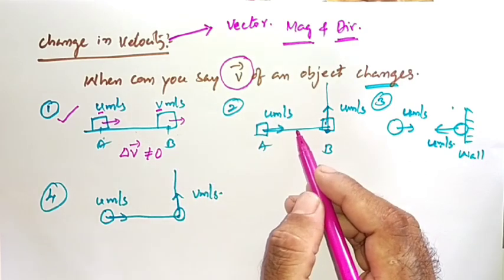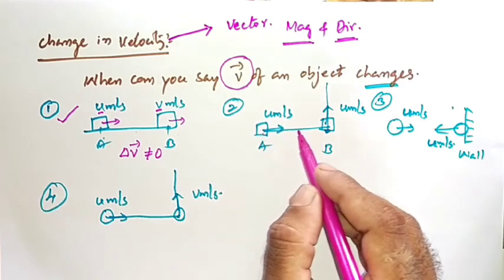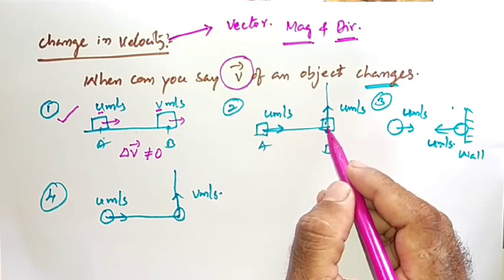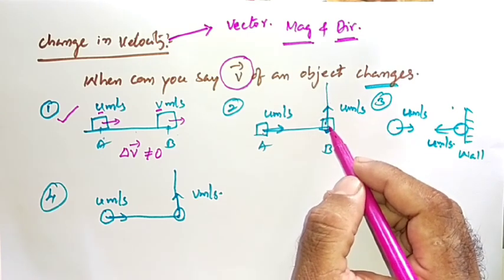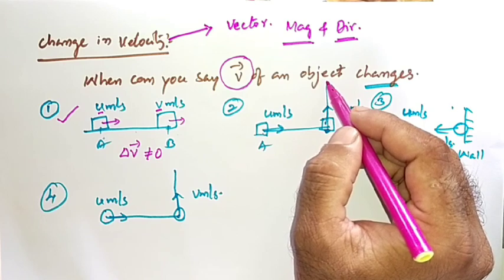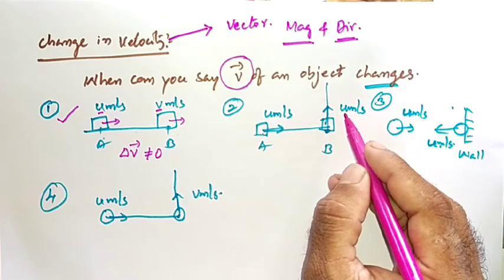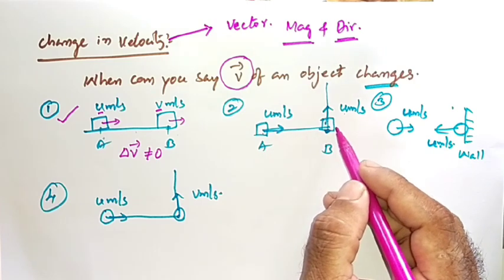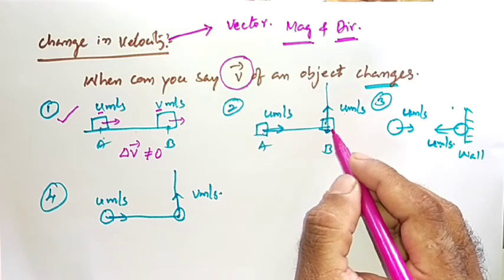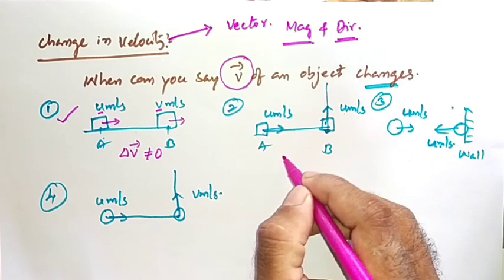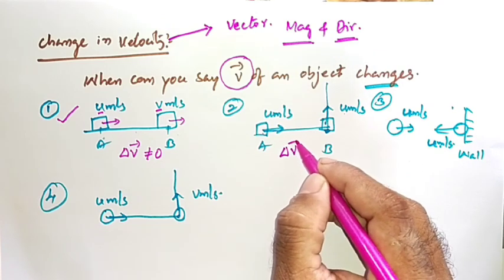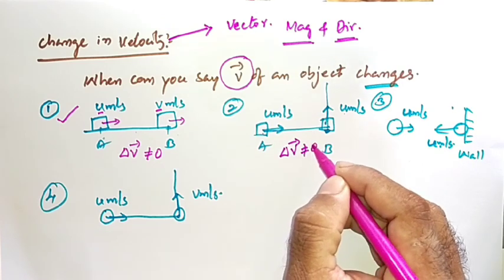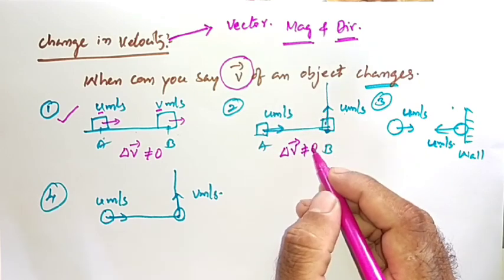Now coming to the second case. First it is moving towards east, next it changes to north. Here the magnitude is constant. What about direction? Direction is not constant. First it is moving towards east, next it is moving towards north. So the direction is not constant, therefore the change in velocity is not 0. There is a change in velocity.